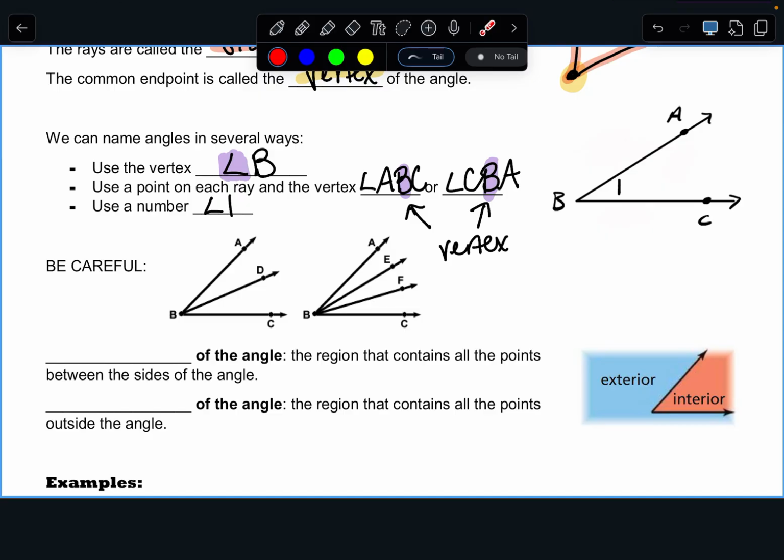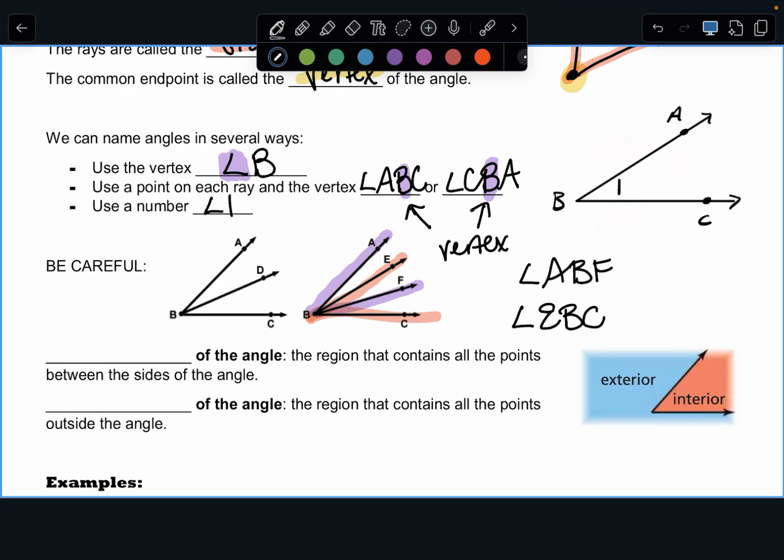It gets tricky if we called every single one of those angle B. So if we have something like this or like this, where there's more than one angle that has that vertex, we have to use all 3 points. So instead of calling this angle B, I have to call it ABC. What would I call that angle that I just highlighted? Angle ABF. Perfect. What about this orange angle? EBC. Perfect. I think we're getting the gist.